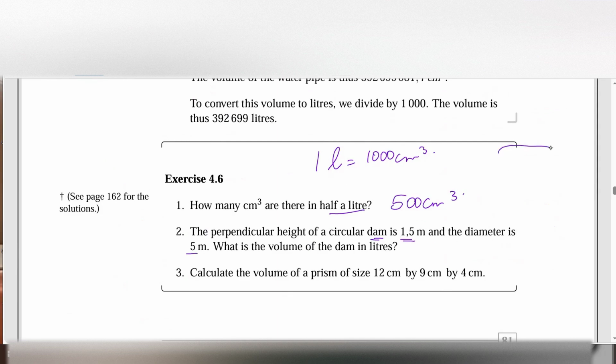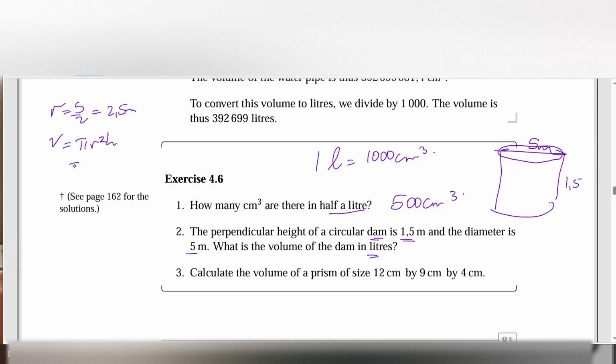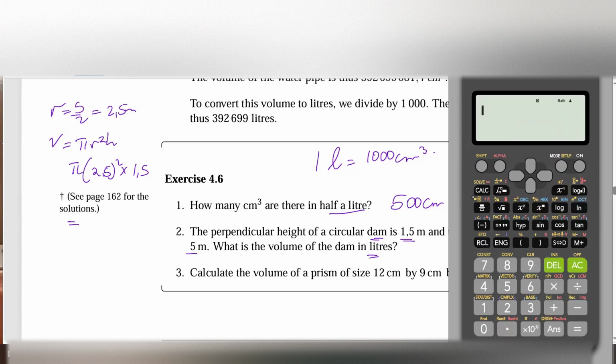So when you talk of a dam, it takes the shape of a cylinder. Okay, so the height is 1,5, the diameter is 5. They want us to get the volume in liters. So volume, we need the radius. So 5 divided by 2, which is 2.5 meters. So volume, we're saying pi radius squared height. So pi, the radius is 2.5 squared multiplied by 1.5. We substitute. So that is pi into 2.5 squared multiplied by 1.5.